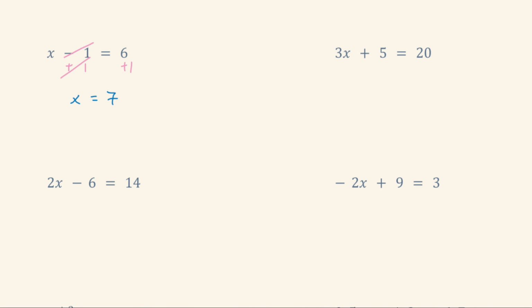Now we are going into multi-step equation territory. So for these questions, it's really important that you undo whatever's happening to your x in reverse order. So what does that mean? I'll explain it to you in a second.